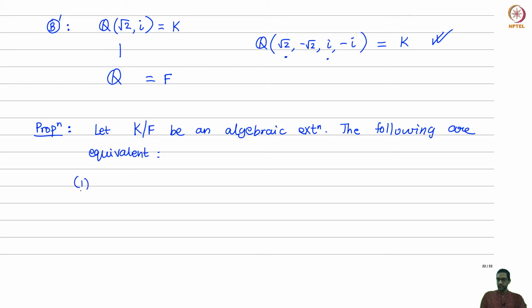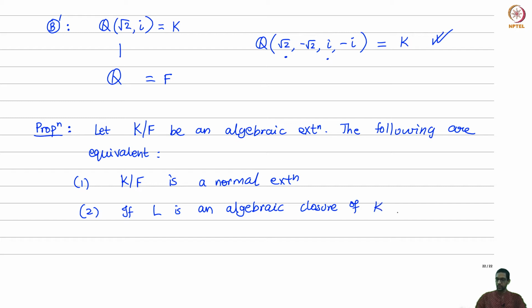Statement 1 says this extension is normal, k over f is a normal extension. Being normal means, of course, that it is a splitting field of a collection of polynomials, but the additional thing I am talking about is point number 2 here, which says that if L is an algebraic closure of k, and phi from L to L is a field automorphism of L such that when you restrict it to the base field f, you get the identity.